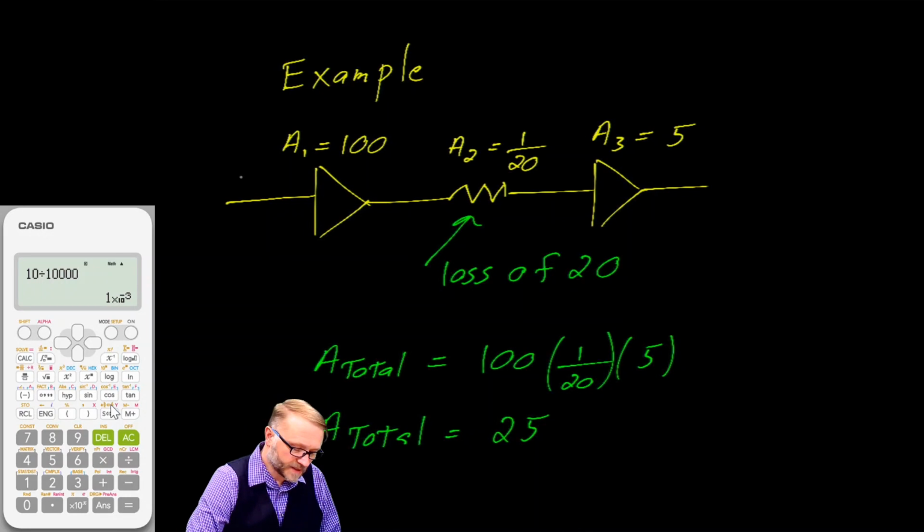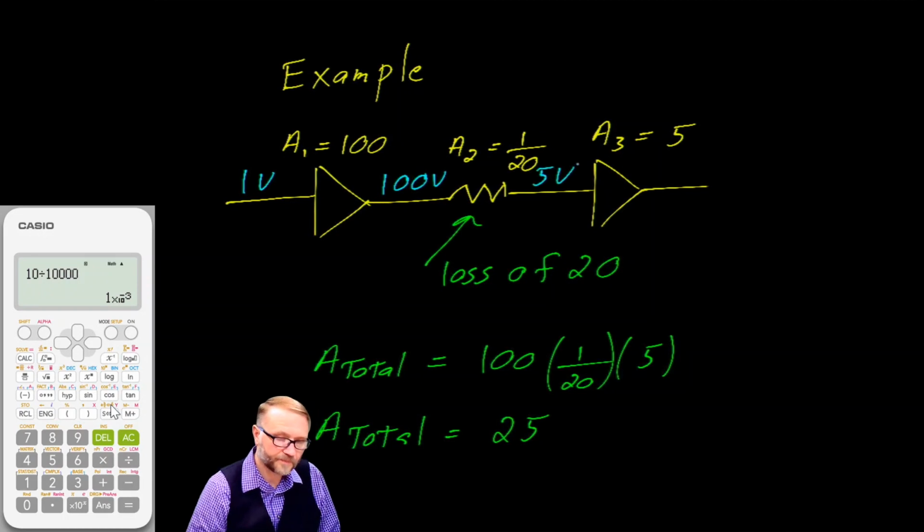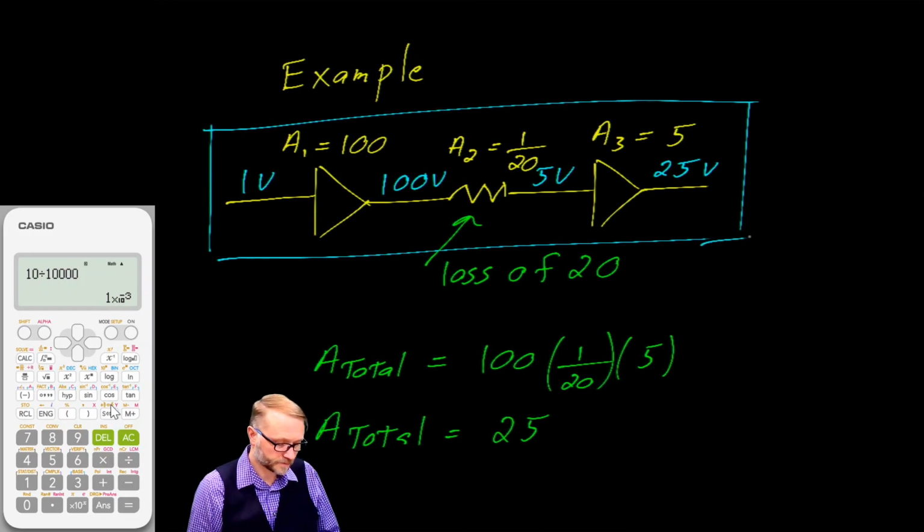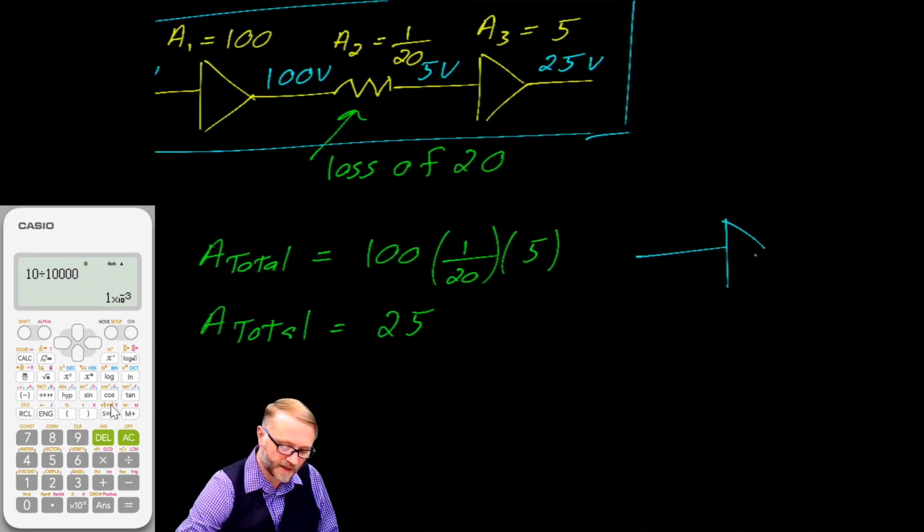To see how this works, let's assume there's a 1 volt input into the amplifier. The output of the first amplifier would be that input multiplied by 100. We enter the attenuator, that signal gets divided by 20. So the output would be 5 volts. The second amplifier is going to multiply that 5 volts by 5, giving us 25 volts out. So if we took the entire amplifier chain, we could sketch that as a single amplifier with a gain of 25. 1 volt in, 25 volts out.